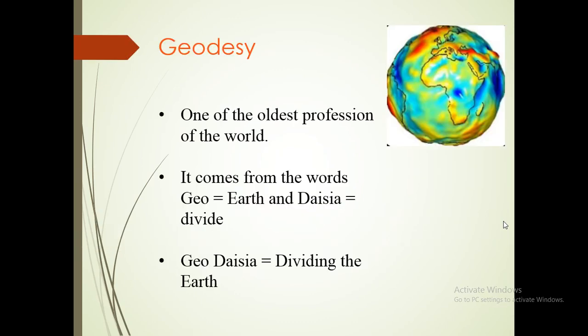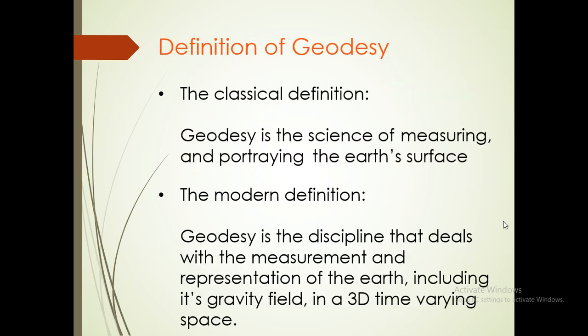Okay, for this case, geodesy, we start again, is one of the oldest professions of the world, okay? And it comes from the word geo, earth, and dicea, divide. Geodicea, dividing the earth. So it's a combination of these two words. Very simple, very straightforward. And then the definition of geodesy. The science basically is about things that you want to measure. The geo, the world, you want to portray how you want to measure the earth's surface. And as long as you can represent the earth including the gravity field, that is what is meant by geodesy.